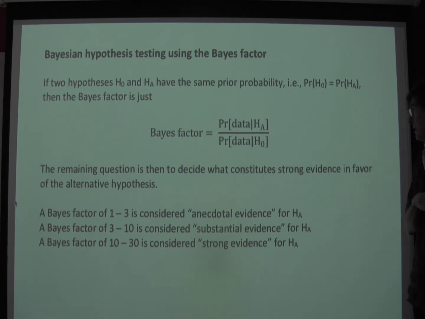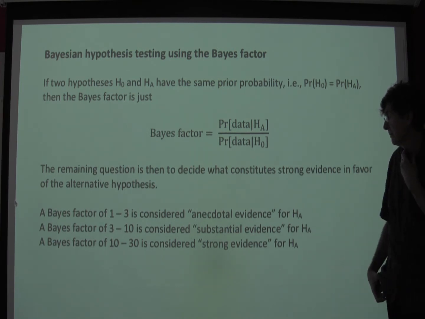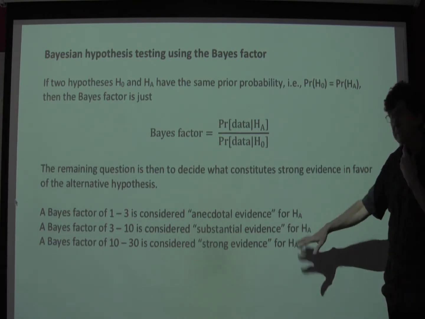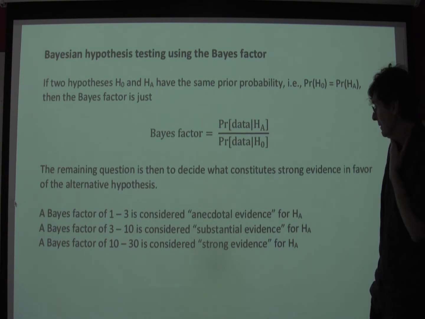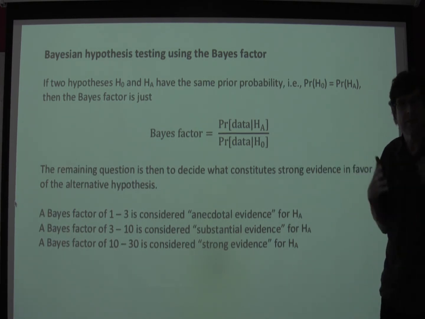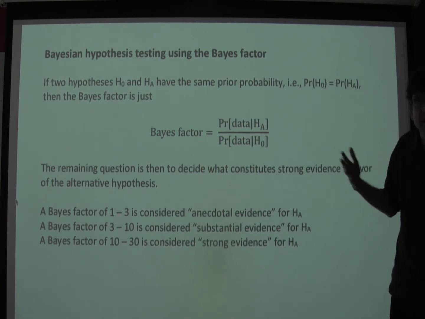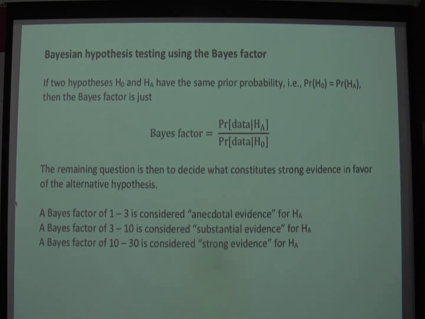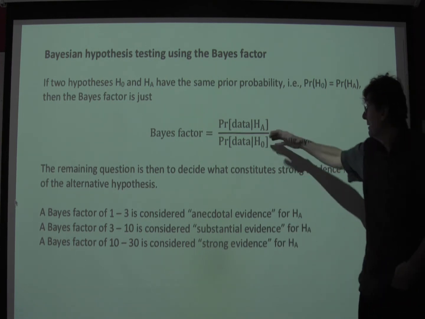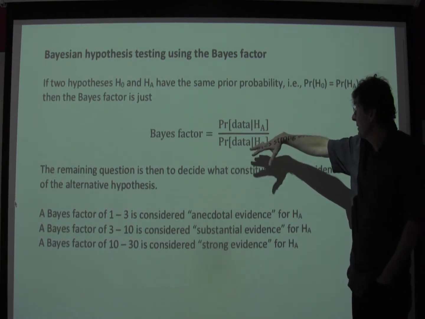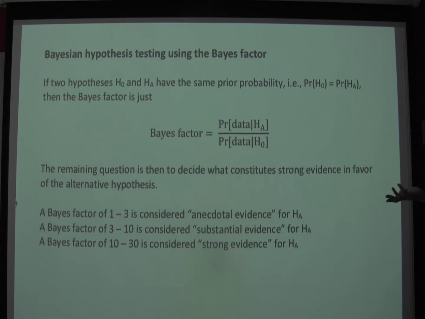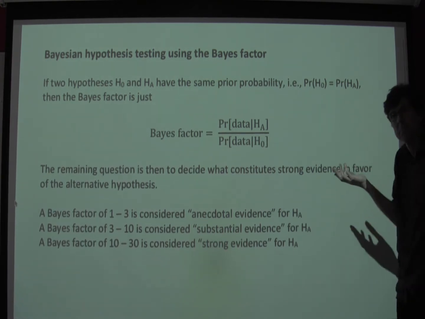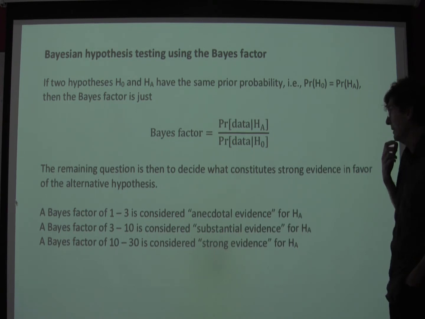And then the remaining question is to decide, well, what constitutes strong evidence in favor of the alternative hypothesis? The convention is to use a scale similar to the AIC scale that we talked about last lecture, which is that an AIC difference of this magnitude is considered some evidence but not strong, etc. So here's the conventional cutoff. A Bayes factor of 1 to 3 is basically saying the support for the alternative over the null is only 1 to 3 times. So most of us would say that's not particularly strong support for the alternative. It's better supported than the null, given the data, but it's not huge.